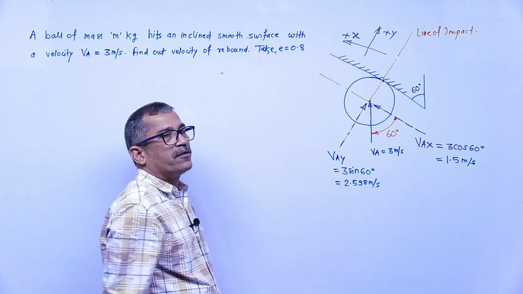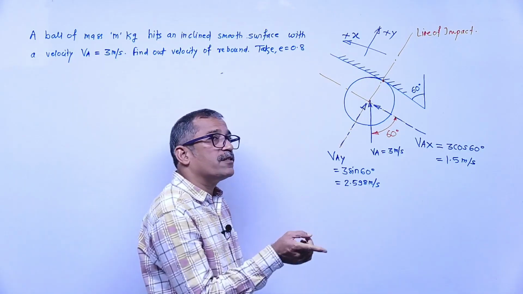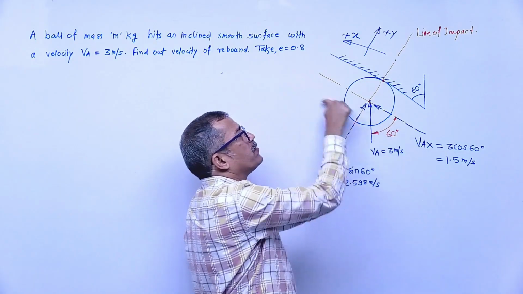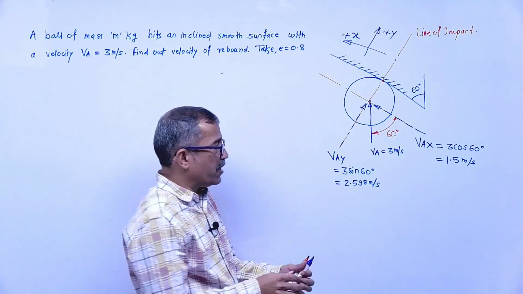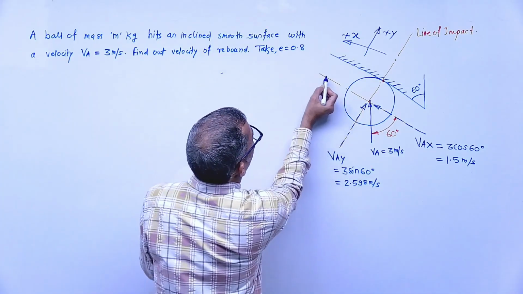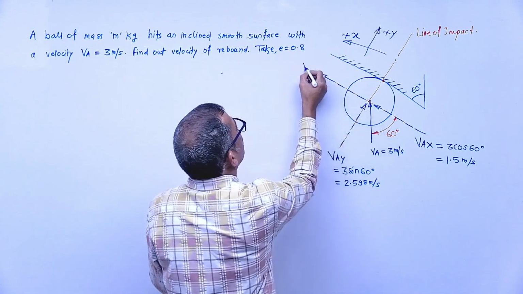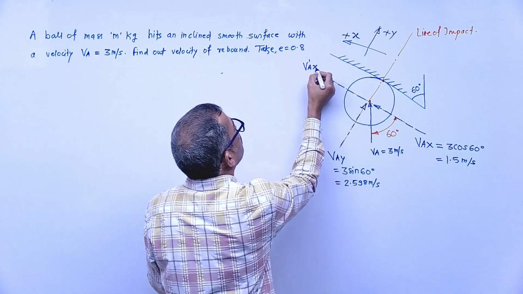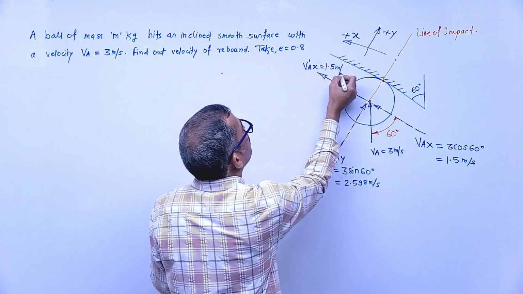You resolve the velocity along the plane and perpendicular to the plane. Now the component which is perpendicular to the line of impact, say x-axis is perpendicular to the line of impact, the component of velocity doesn't change, remains as it is. Means this component of velocity, Va dash x, remains the same, means 1.5 meters per second.